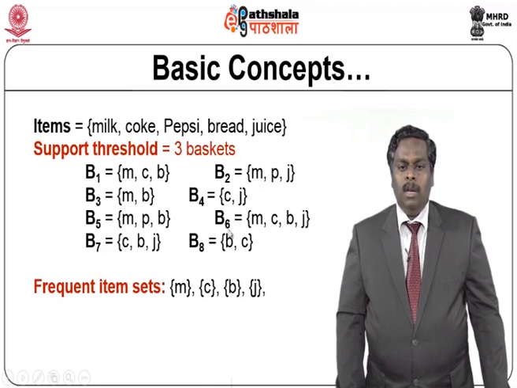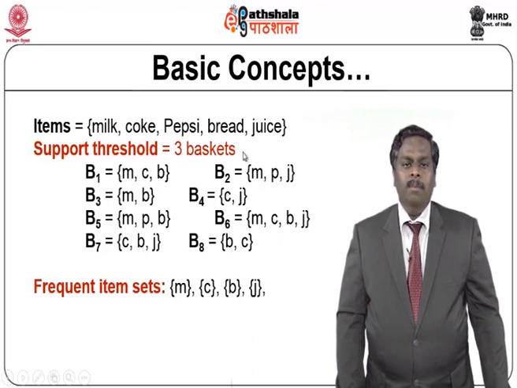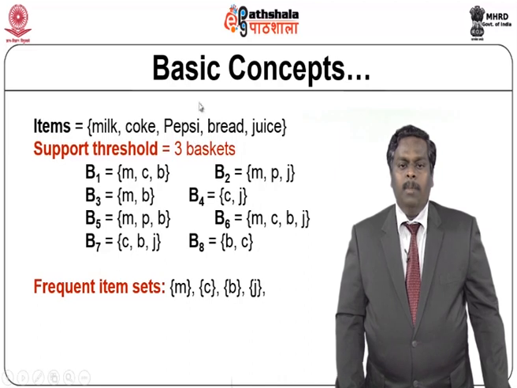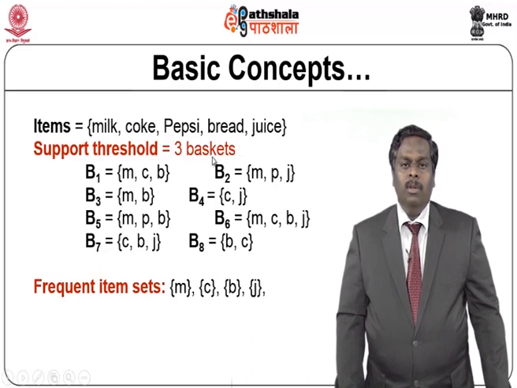If we go through the transactions, you will find item milk has occurred in 5 transactions, therefore it satisfies the minimum support and hence it can be considered a frequent item set. Similarly, Coke, bread and juice. But the item called Pepsi is not considered a frequent item set because it has occurred only in 2 transactions, that is B5 and B6. Since it is not satisfying the minimum support, we cannot consider Pepsi as a frequent item set. So that item set will be dropped.